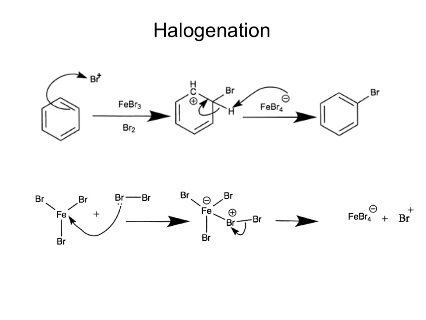This is a simple addition reaction, where the pi bond from the benzene ring attacks the positively charged bromine. This leaves a positive charge on the benzene ring, and the aromaticity is now gone. In order to restore the aromaticity, an elimination reaction occurs, where our FeBr4 can now act as a base, grabbing this proton and restoring the aromaticity by restoring the pi bond.